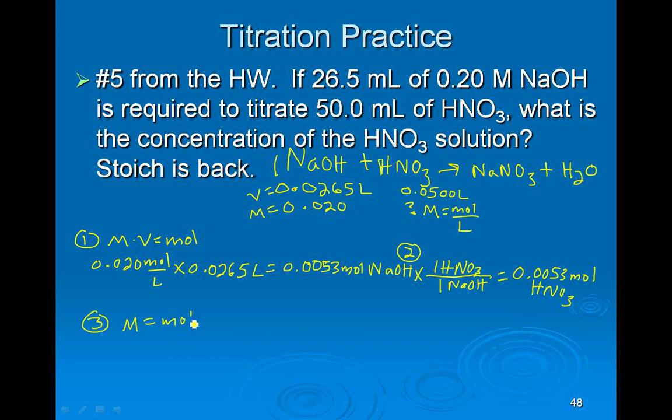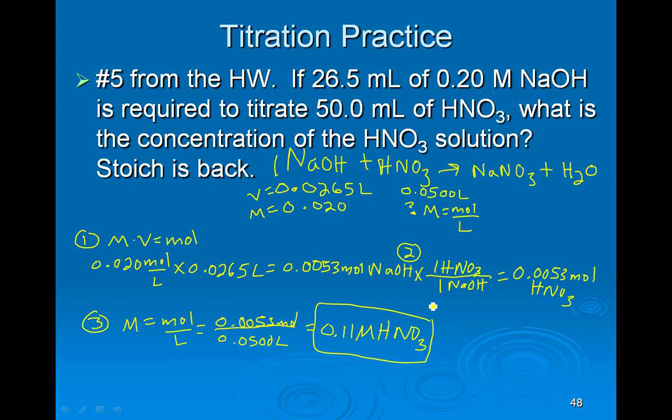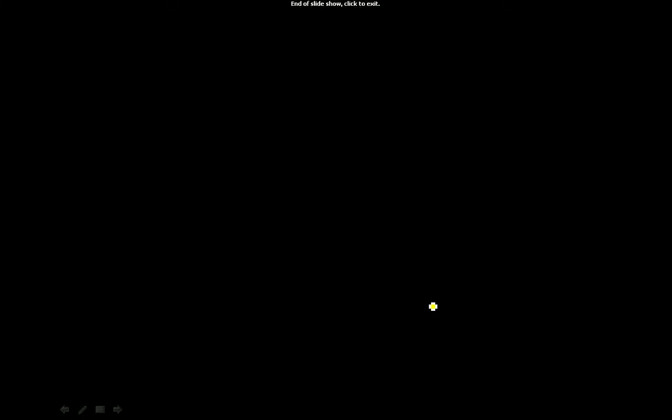So our third step is to answer the question. Molarity is moles divided by liters. And we have the liters. It was 0.0500 liters. And the moles we just found, 0.0053 moles. And we do a little calculation, and we get a number, 0.11 molar HNO3. And that is our final answer. Ta-da! Enjoy doing worksheet number 4.